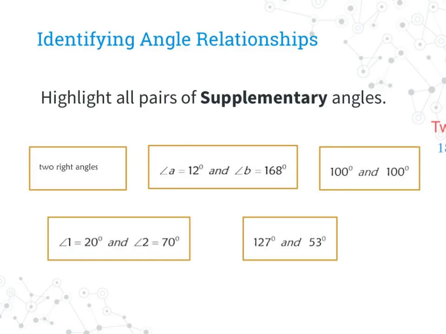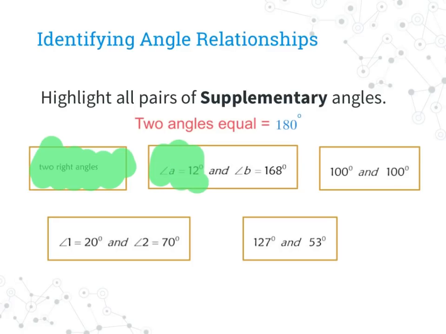Highlight all the pairs that are supplementary angles. So again, I have to remember that supplementary angles are two angles that equal 180 degrees. So now I'm going to go through and highlight all the ones that equal 180 degrees. So two right angles. If I had two right angles, those would both be 90. So 90 plus 90 would equal 180. So those are supplementary. 12 plus 168 would give me 180, so those are supplementary.